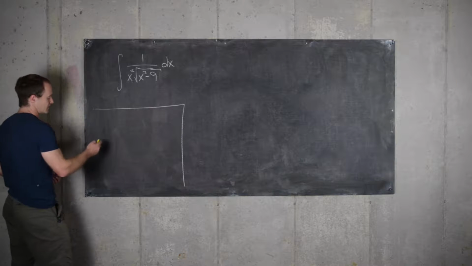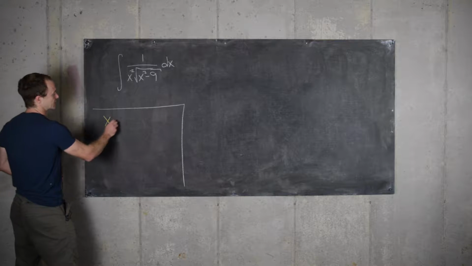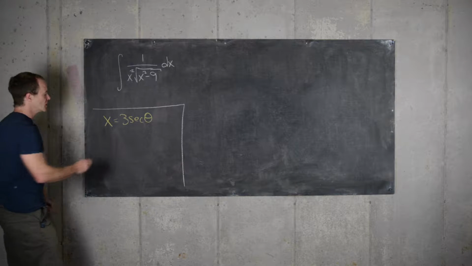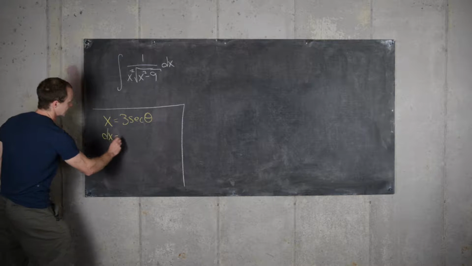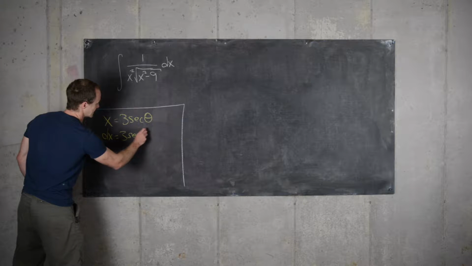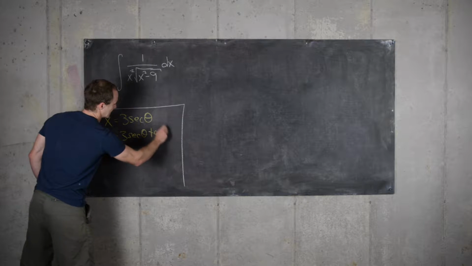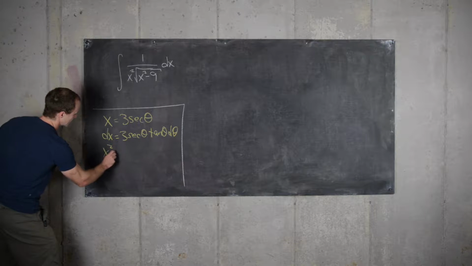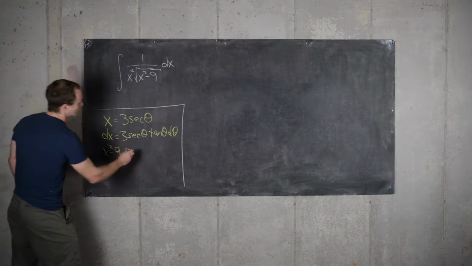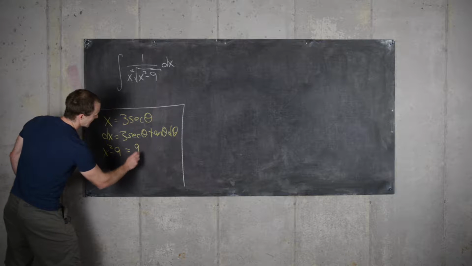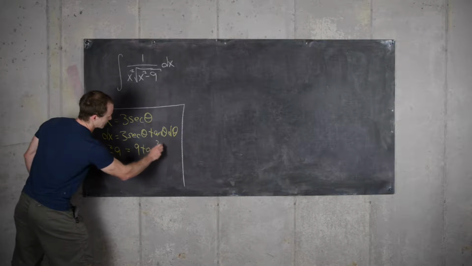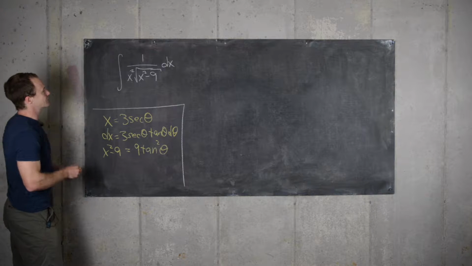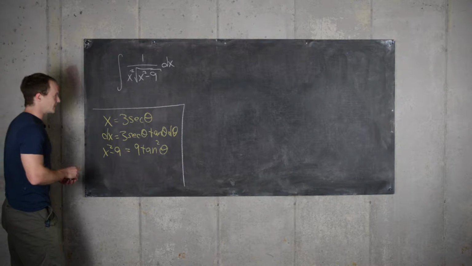So we should maybe try x equals 3 secant theta, which leaves us with dx equals 3 secant theta tangent theta d theta. And finally, x squared minus 9 will be equal to 9 tangent squared theta using trig identities. Okay, so now we can substitute all of this into the integral and see what we get.